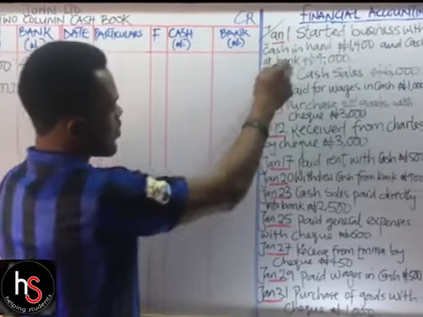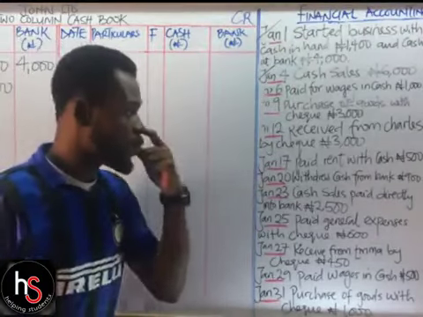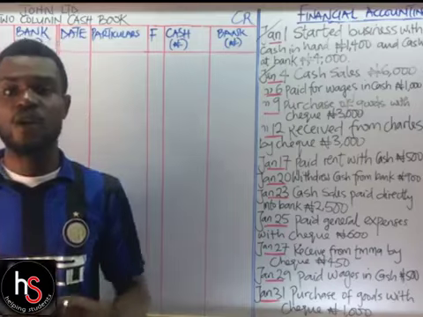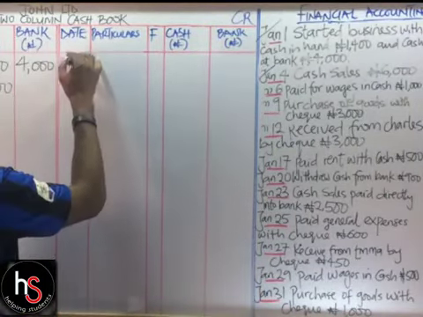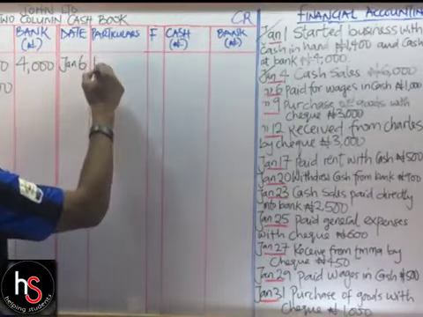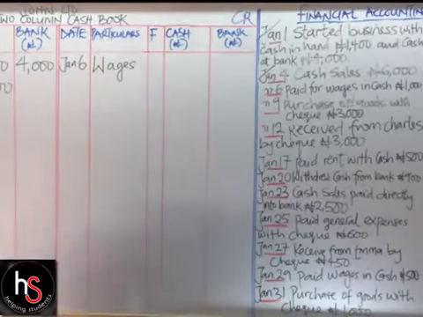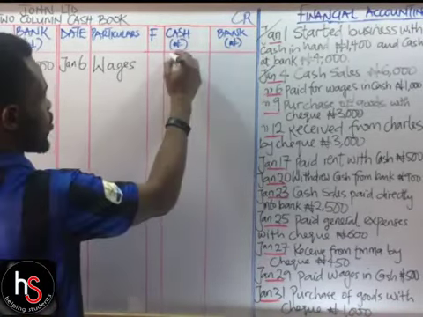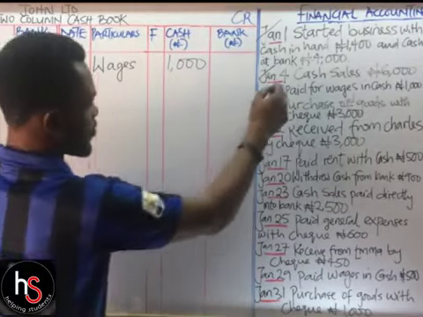The next one, January 6th, paid for wages in cash, 1,000 naira. So paid for wages is an expense. The money went out of the account. You paid for your wages. So we have January 6th, wages. And how much is the payment? We paid 1,000 naira in cash. So we record under the cash account, in cash.